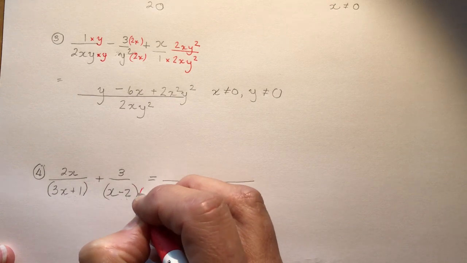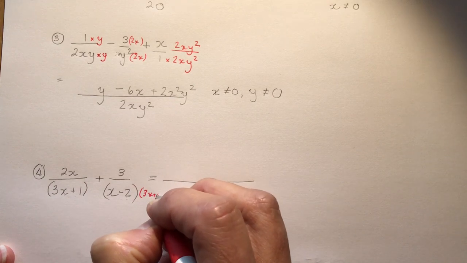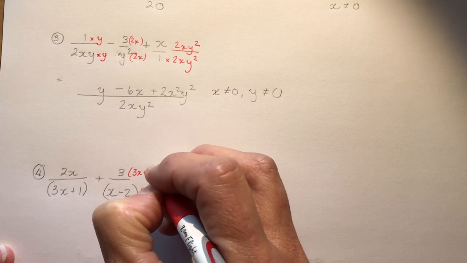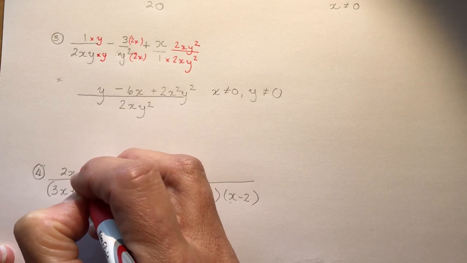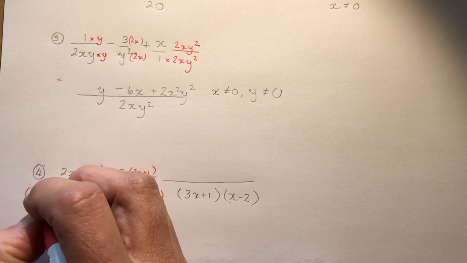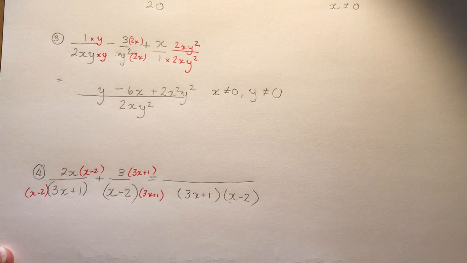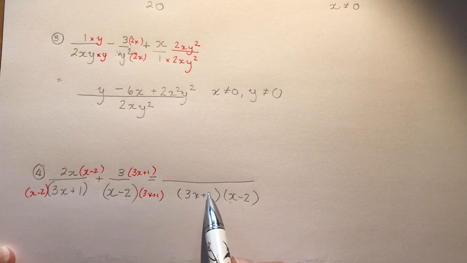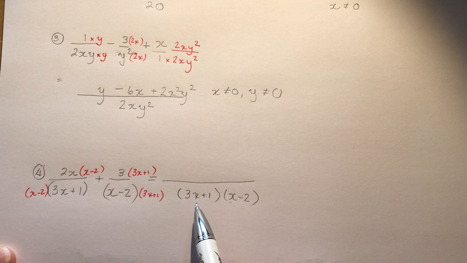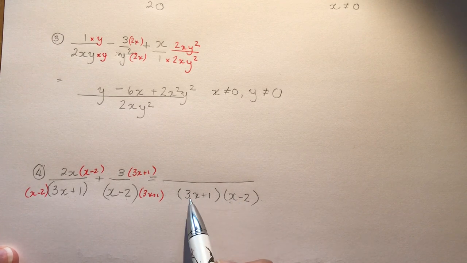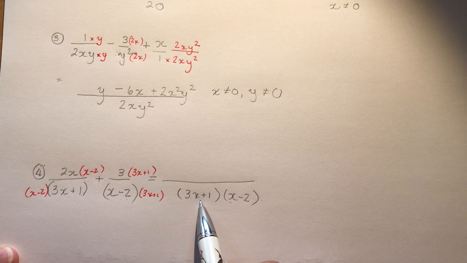So I'm going to make it really small here. This is going to be 3x plus 1 down here. This is going to be 3x plus 1. And this is going to be times x minus 2. And this one, I'll put it out front, x minus 2. Okay, so once I've done that, you can see I've made the denominator this. You don't have to expand it. Just leave this alone, because most of the time you're trying to find restrictions, or you might be trying to graph this. So you want this to be in factored form.